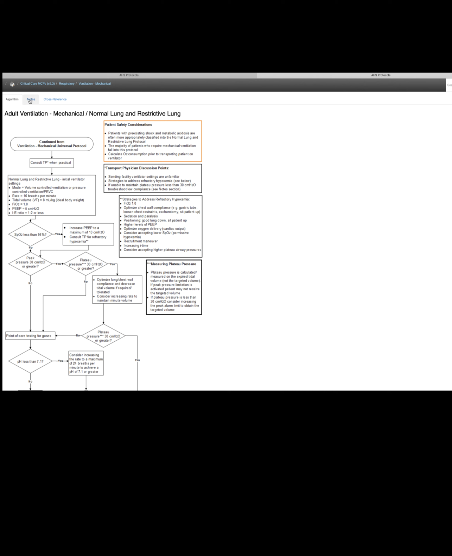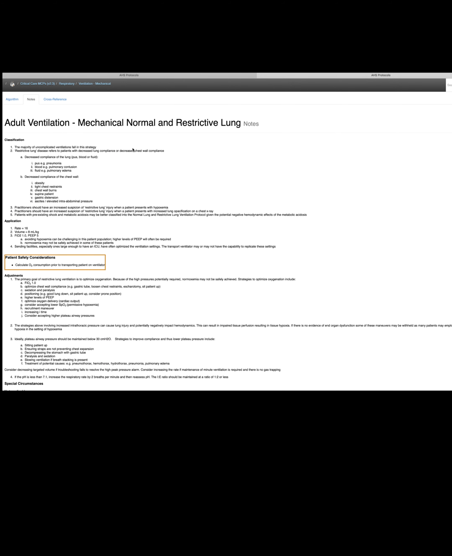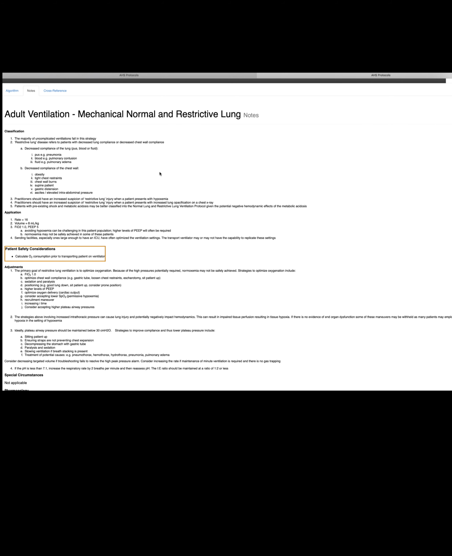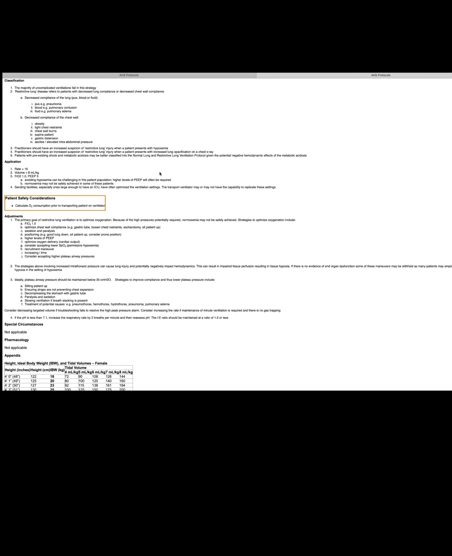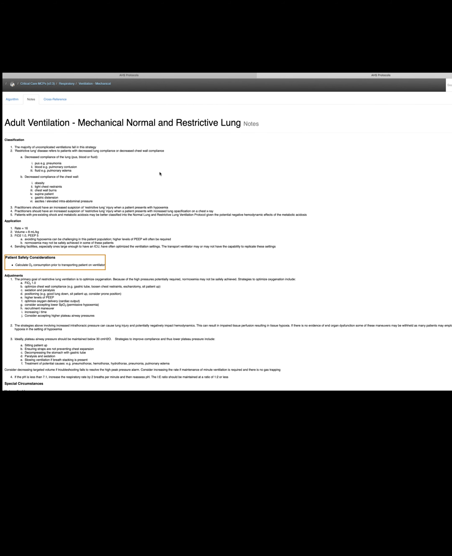And I just want to point out one last thing: there are some brief notes here that you can refer to that go over some of the same things that we were just chatting about.